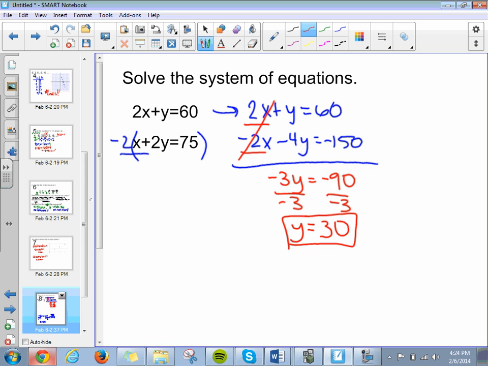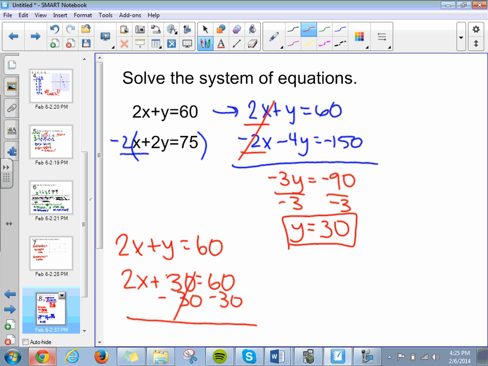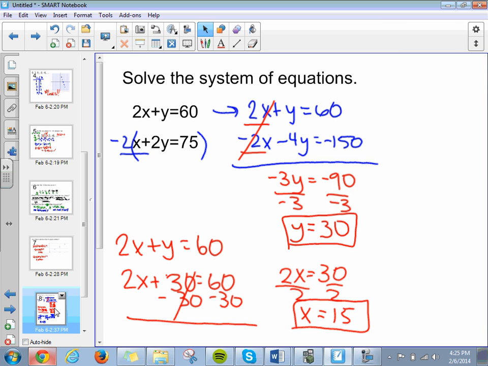So we now know what y is, but remember with these problems, we want to know our x and our y. So we'll go back and plug it into one of our original equations. I'm going to pick the first one. So I know that 2x plus y is equal to 60. So 2 times x plus y, and for my y, I'll use what my y value was, which was 30. And then we'll subtract from both sides. When we do that, we're left with 2x is equal to 30, and then divide both sides by 2. x is equal to positive 15.